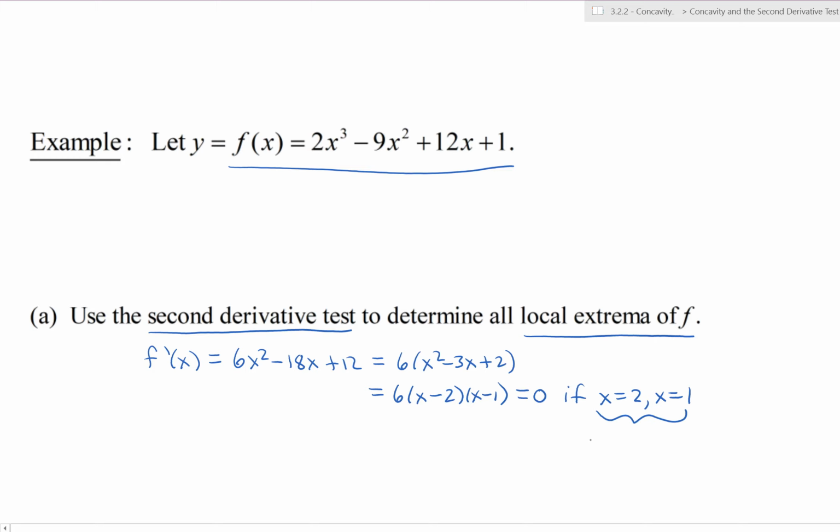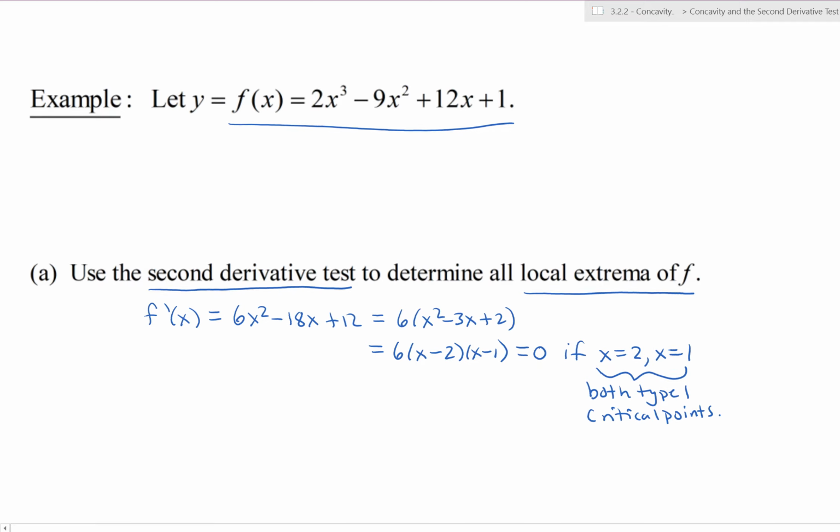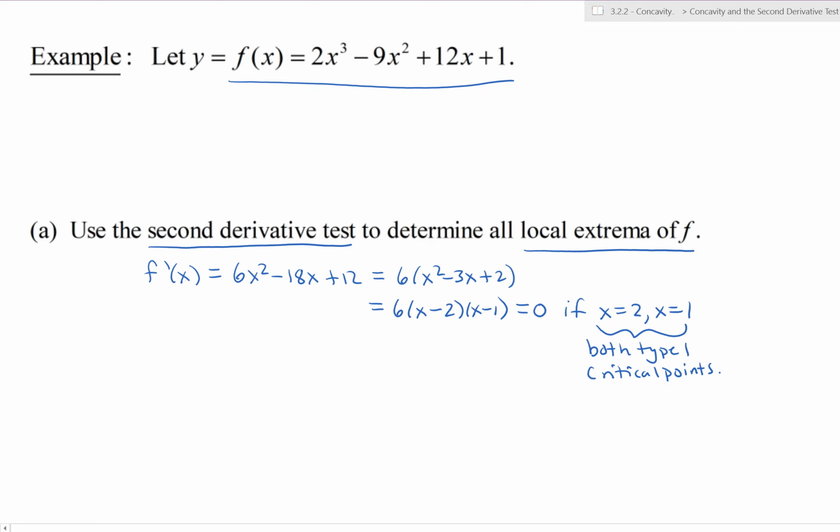And these are our critical points, and of course, they are both type 1 critical points. So that criteria is satisfied. Moreover, this function is continuous for all real numbers x, so it's going to be continuous close by to these critical points as well, and the second derivative test is applicable. And so to do the second derivative test, we must find the second derivative. The second derivative of this function is 12x minus 18.